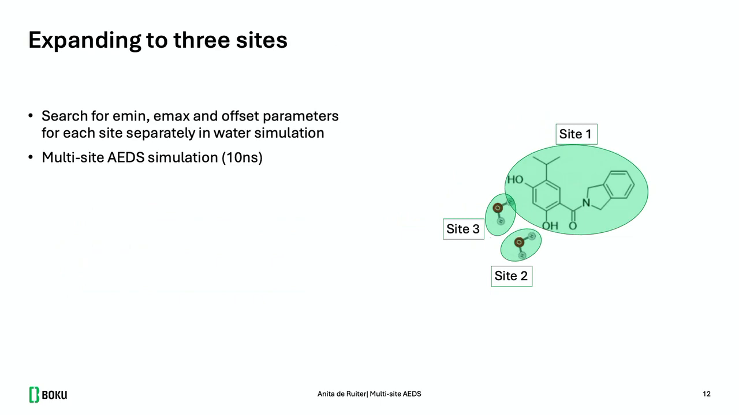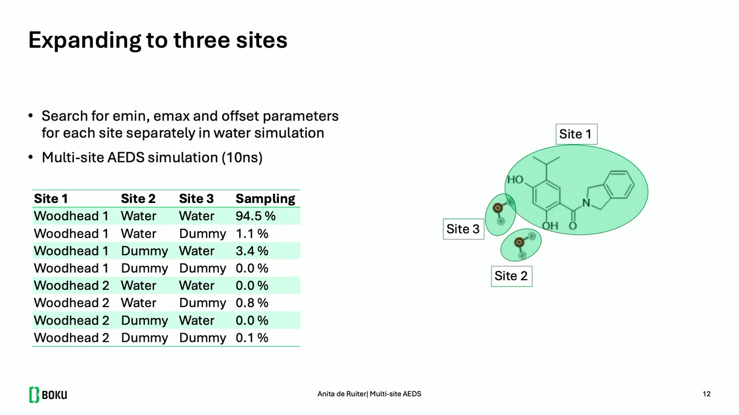But we can expand it even a bit further. We're now going to make 3 sites. So this would be more like if you wouldn't know in advance how many water molecules or which water molecules would be disappearing in your active site. So we just have the ligand again. Now this is a separate AEDS site, and this is a separate AEDS site. Again, we have searched for the Emin and Emax already. So if you did this once for a water molecule, you don't have to do it again. It's always the same. And again, we do the multi-site AEDS simulation.